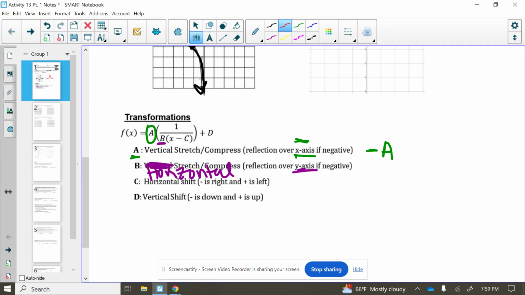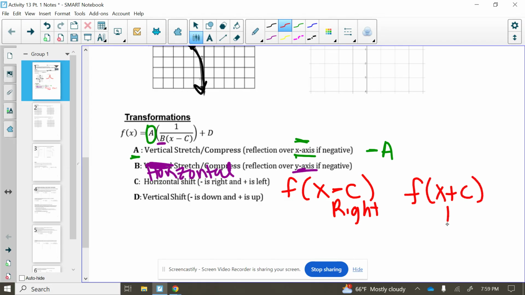And then with our shifts right and left, a reminder: if we have x minus this c value, that would mean to the right, versus x plus c, that's to the left. And then last but not least, our vertical shifts, minus is down and plus is up. These ones are going to be a little bit more literal, so the plus d moves our graph up, minus parameter d would move our graph down.